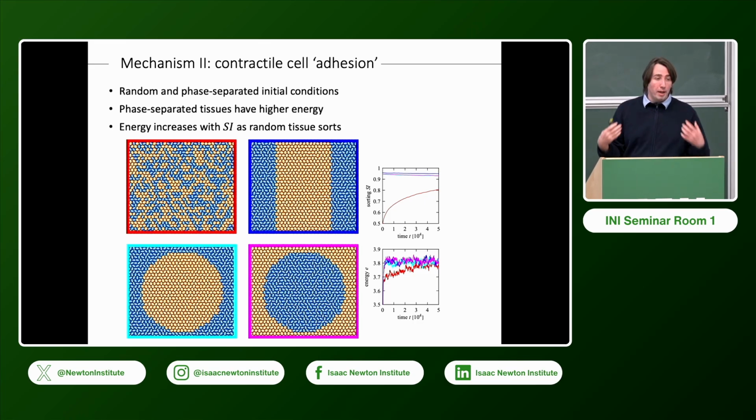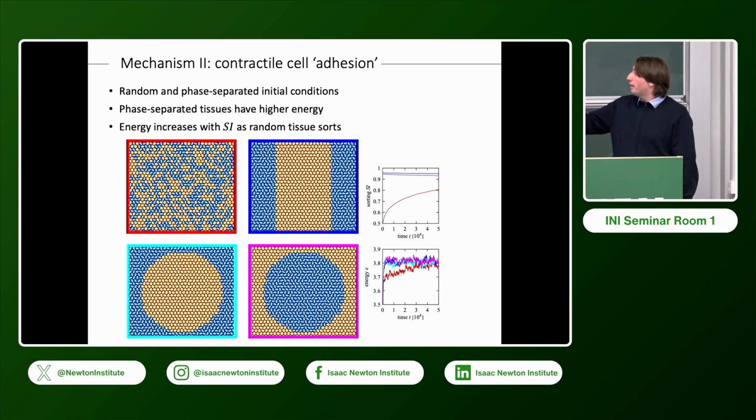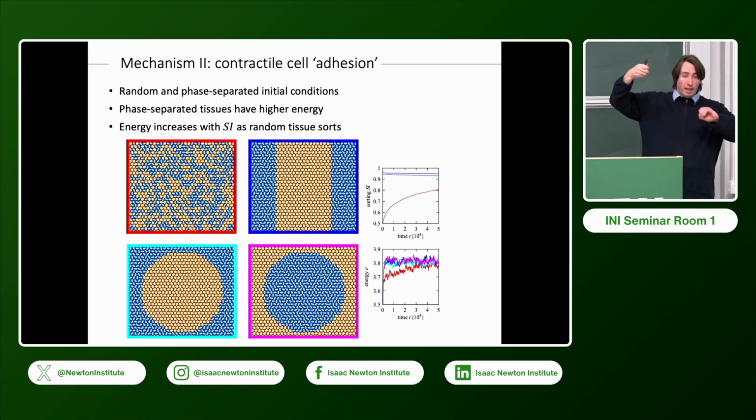But if you then look at the passive energy, it turns out that the energy of the mixed system is actually lower than that of the phase-separated system. And as it sorts, its energy goes up. So it's not just that there's an energy penalty associated with the barrier, because some cells are stretched and others aren't.